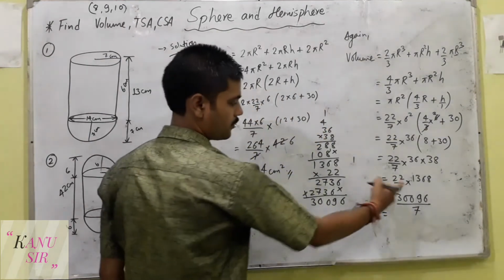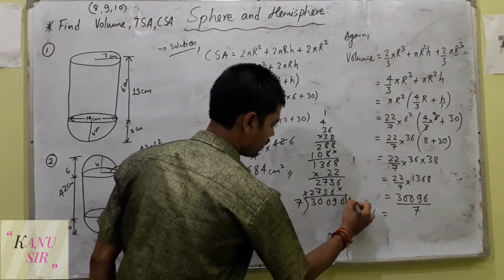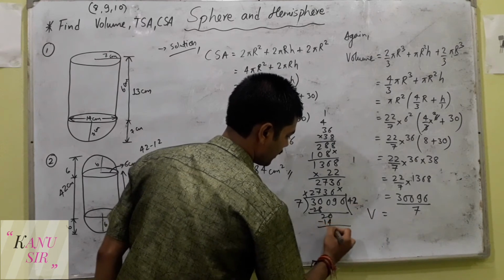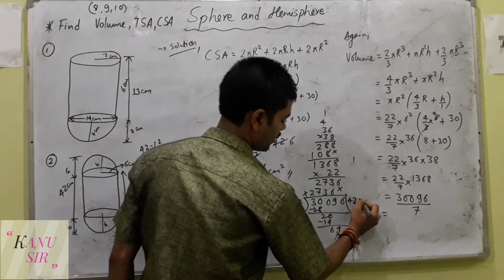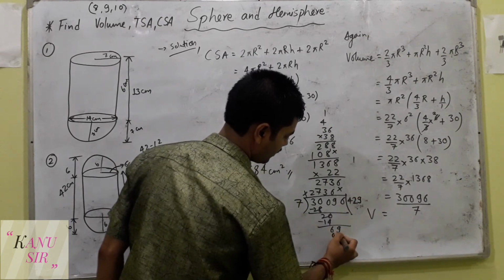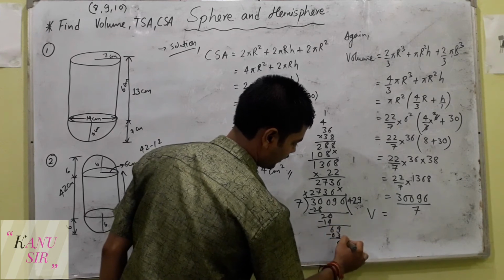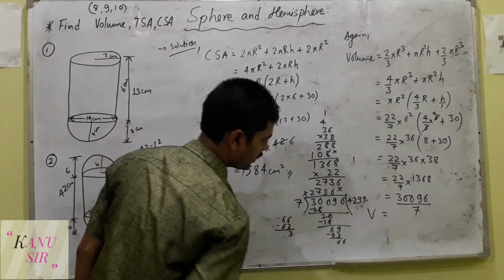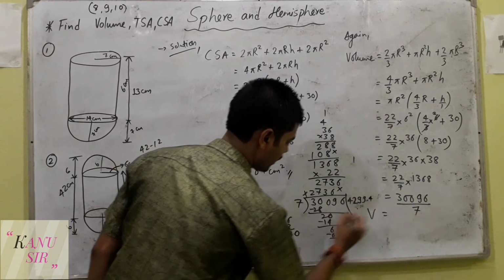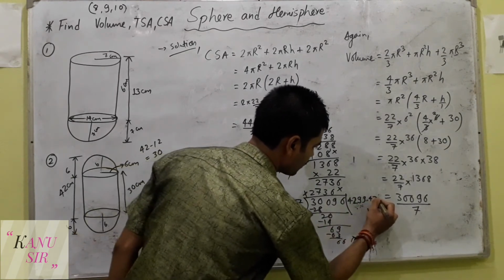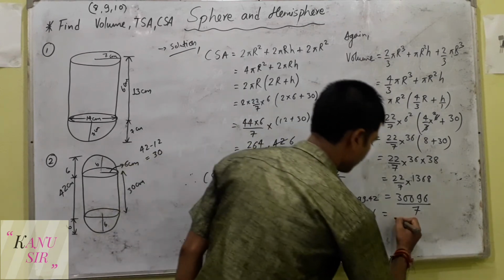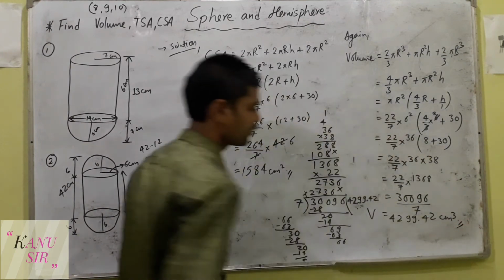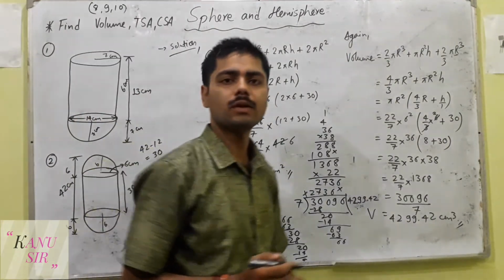Finally, for the volume, we have to divide by 7 here. 7 times 4 is 28. 7 times 2 is 14. 7 times 9 is 63. We will get here 6 and 6. Again 9 is 63. And you will get here 3. Putting a point, then you will get 30. 7 times 4 is 28. You get 2 again, and so on. So the final volume will be 4299.42 centimeter cube. So this is the volume of figure number 2.